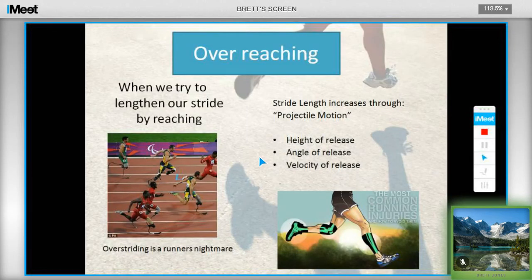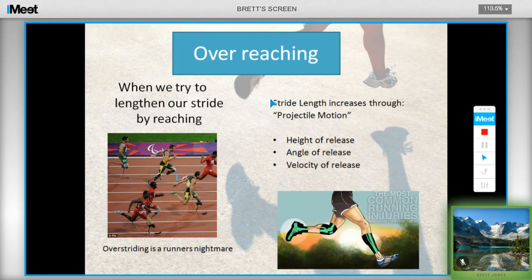Overstriding, I think, is one of the most common errors that we see in running, and I think it comes back to some of those cognitive processes that people have, that they think, oh, if I increase my stride length, then I'll run better and faster. But when we try to lengthen our stride by reaching, we actually lower our hip height and we slow ourselves down by increasing our braking forces.